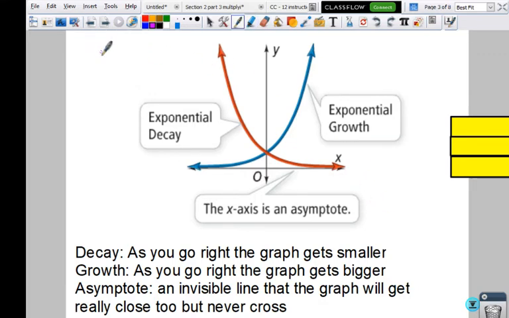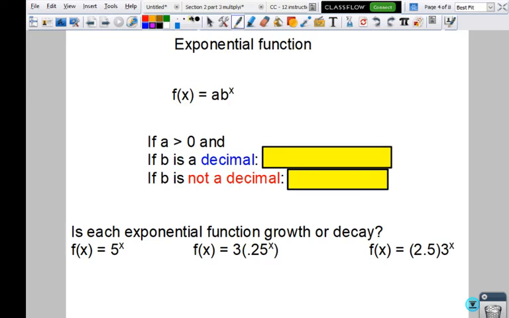Or will it? It won't. I promise it won't. So that is what exponential graphs look like.